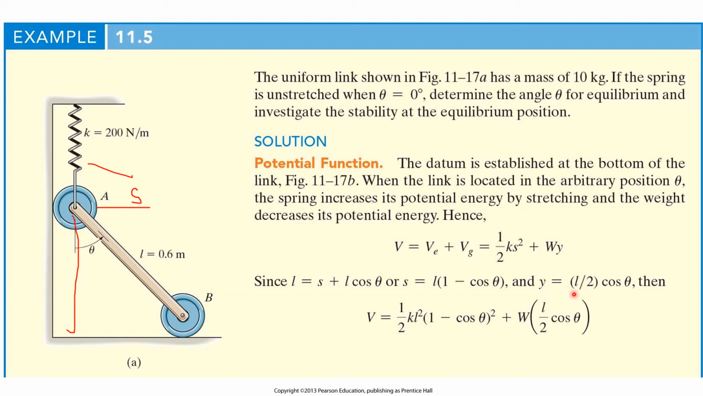The height, y equals L over 2 cosine theta. That's going to be important for figuring out the gravitational potential energy. So there's that L over 2 cosine theta right there. There's the stretch of the spring, stretch of the spring squared. And now we differentiate that with respect to theta. What's the angle for equilibrium?